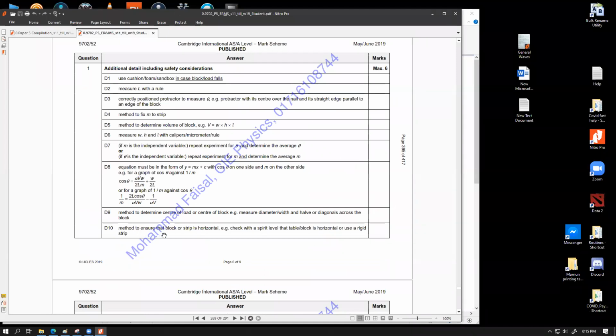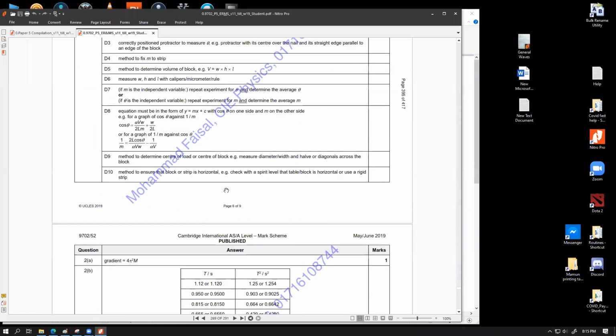So then it says method to ensure that the block or strip is horizontal. Check with the spirit level. Yeah, that's what I said, that the surface on which we will be doing the experiment should be checked with the spirit level for better working. And then comes question number 2.